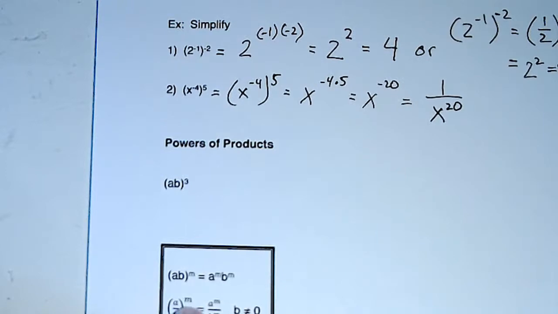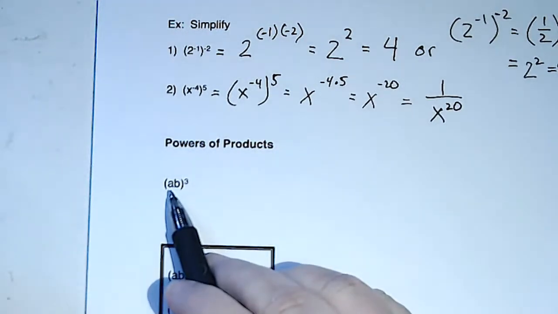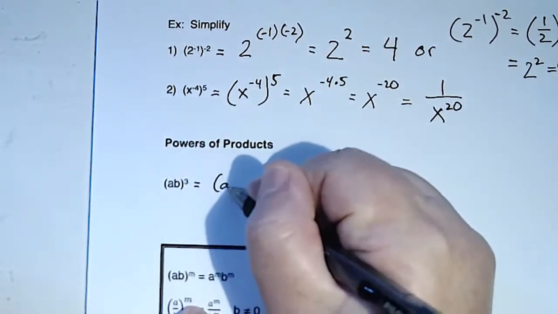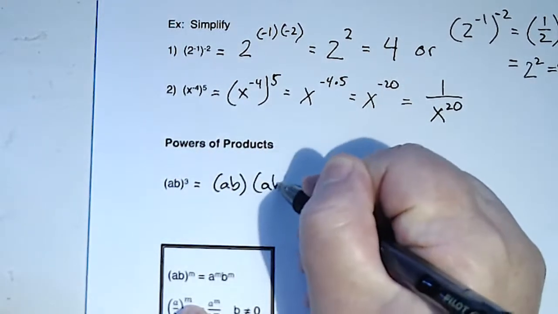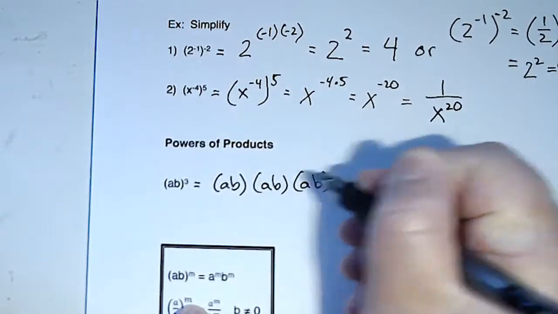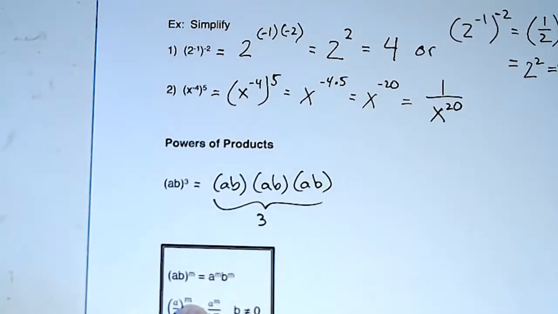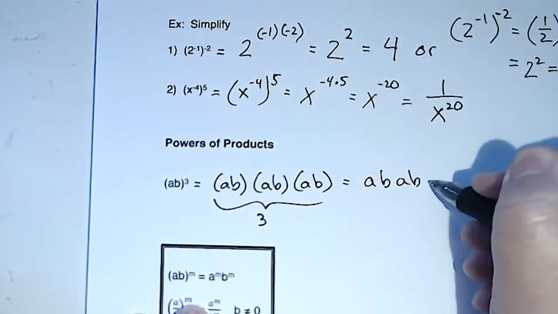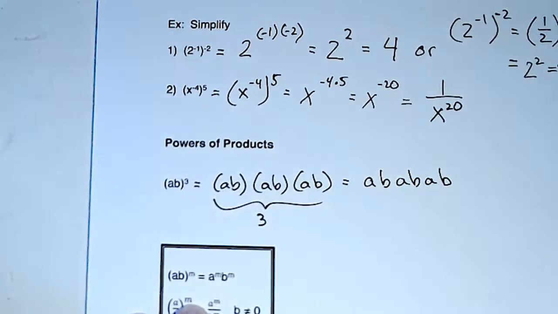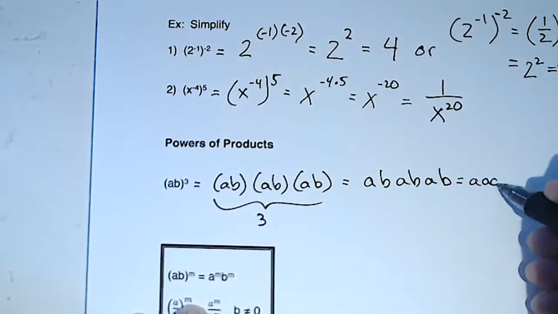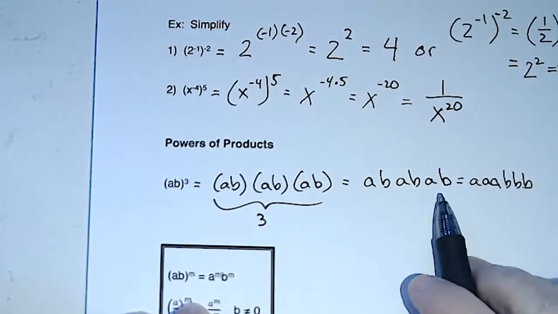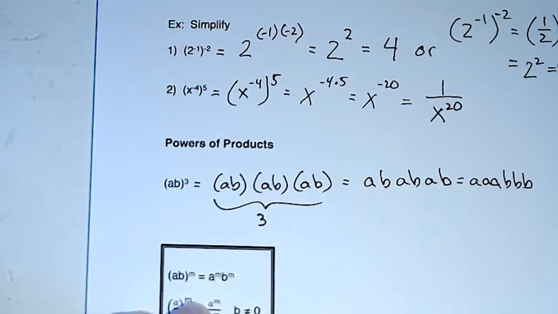Powers of products. So in other words, right here, I've got a times b cubed. So let's look at what happens. I've got a times b, a times b, a times b. There are 3 of them. Well, that means I've got AB, AB, AB, which another way to write that is A, B, B, B, because we've got something called the commutative property. It says when you're multiplying a bunch of stuff, you can put it in any order you like.